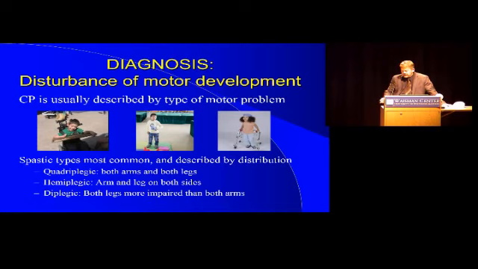So the boy on the left has arms and legs involved. The child in the middle, one arm and one leg on the same side, which is the hemiplegic. And the girl with the walker has more involvement of her legs than her arms. We call this diplegic. Now, in adults, we would call this paraplegic or paraparesis. We use para, and I don't exactly know why we chose to use di for children, but children who use diplegia, it's really similar to paraplegia.